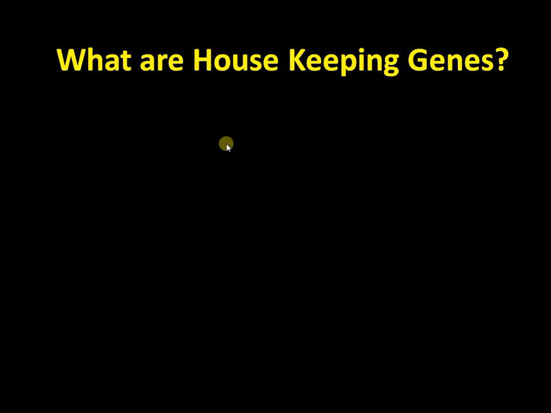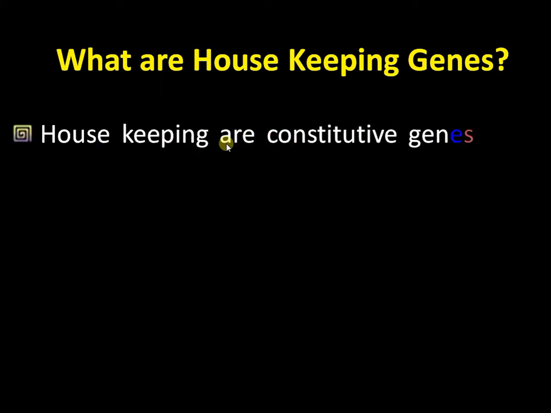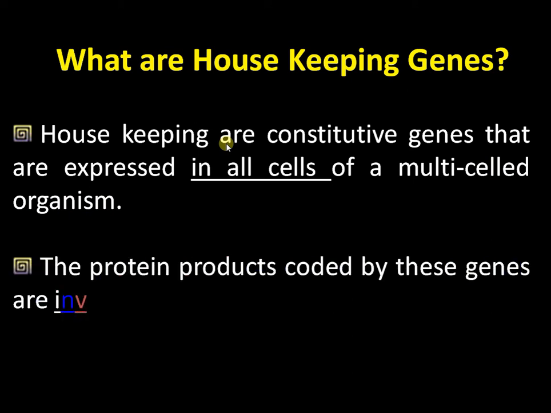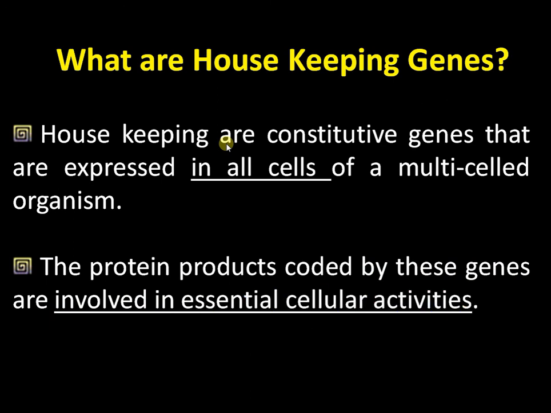Are there any genes that are simultaneously expressed in all these cells? Yes. Such genes are called housekeeping genes. Housekeeping genes or constitutive genes are expressed in all cell types of a multicellular organism, and they are responsible for essential cellular activities. So let's take an example for better understanding.